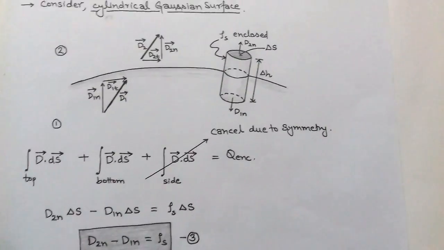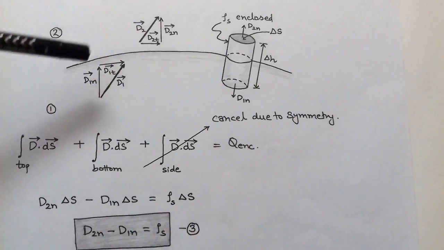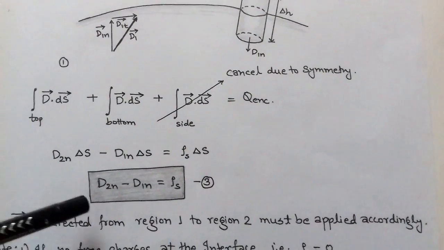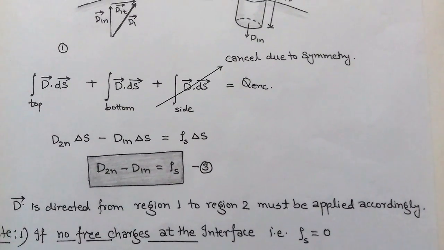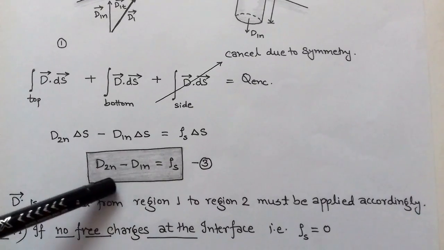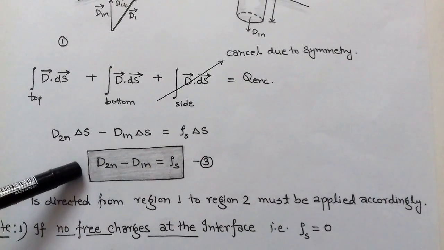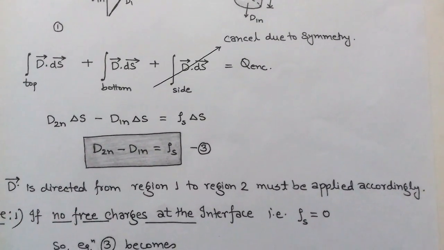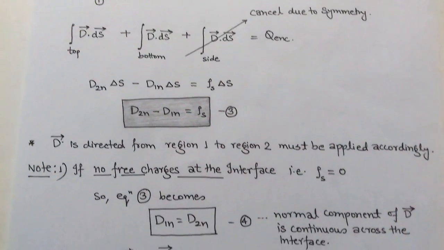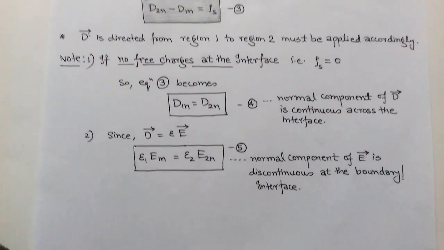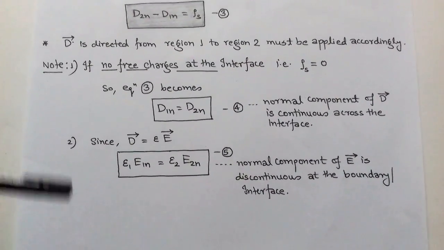If the electric flux density is directed from region 2 to region 1, then this third equation is applied accordingly. Means this term, D1n minus D2n equals to rho s. So we take care for this direction.